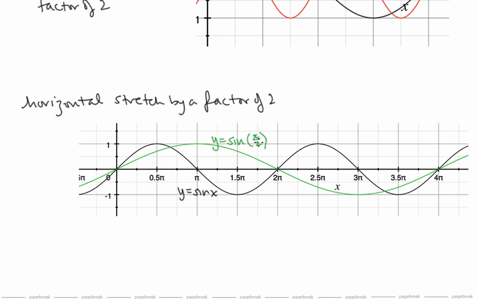And if we put the 1 over c, the 1 over 2 inside the function, we're talking about a horizontal stretch by a factor of c. So here we have y equals sine x and y equals sine of x over 2. So the original sine function has a period of 2 pi. Now we're doing a horizontal stretch by a factor of 2. So the period of the stretched function is now multiplied by 2, and that's a period of 4 pi to get one cycle.